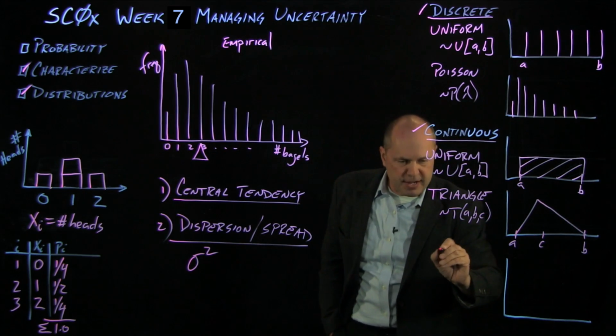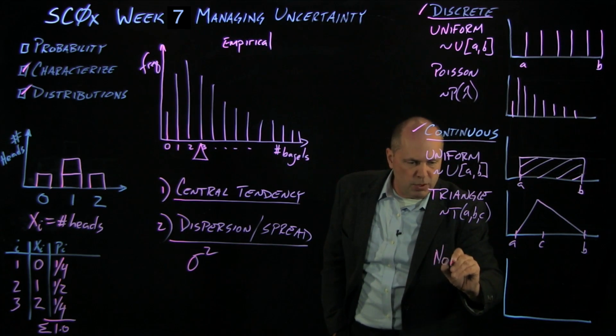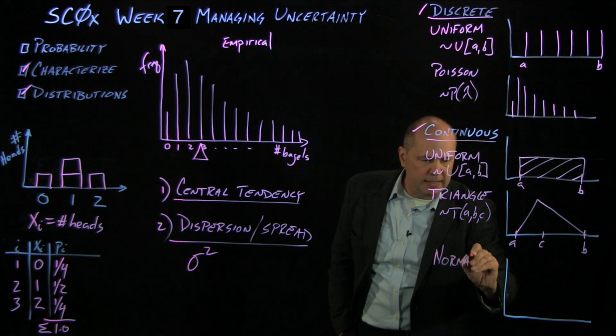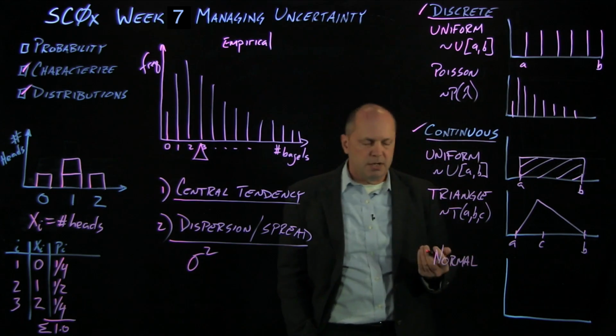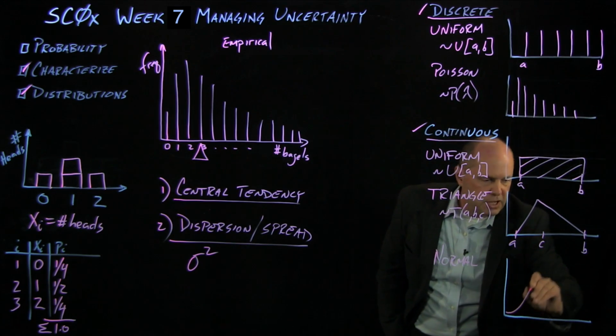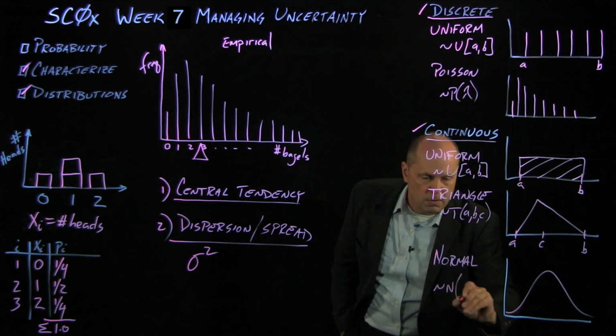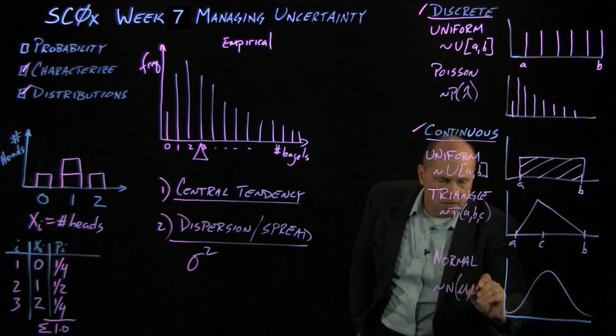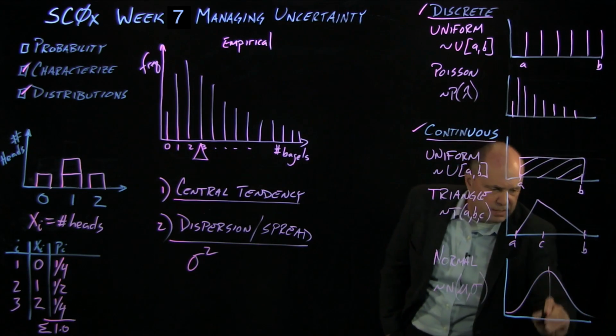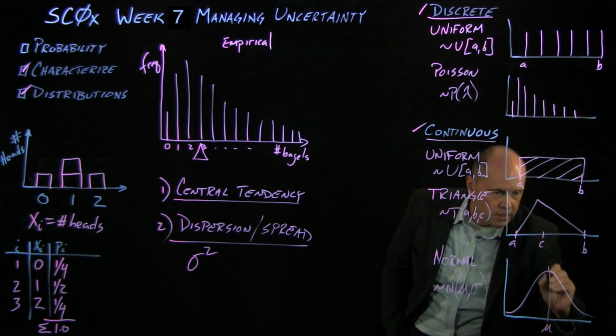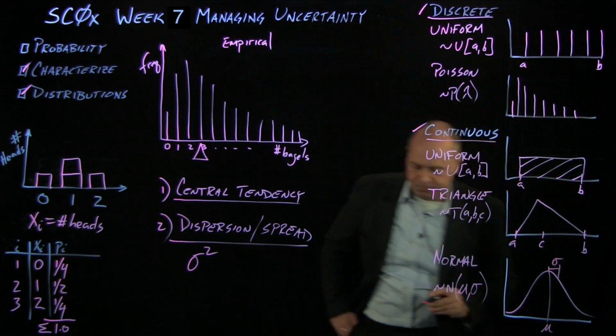And we'll finish up with the granddaddy distribution that everyone knows, the normal distribution, because it's widely used. It's also called the Gaussian distribution, and it's that bell-shaped curve that we all know so well. And its parameters are the mean and the standard deviation, where the mean is this value and the standard deviation is the spread.